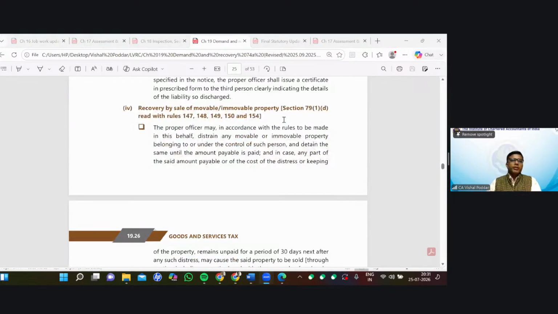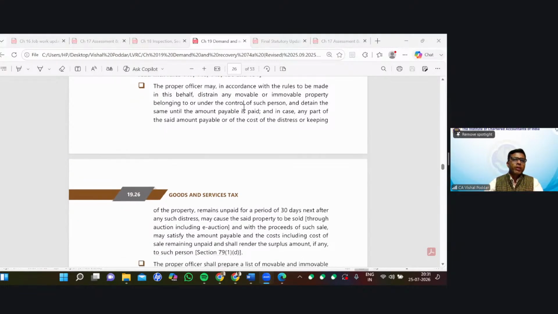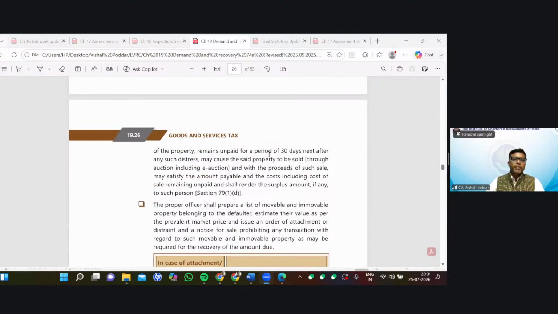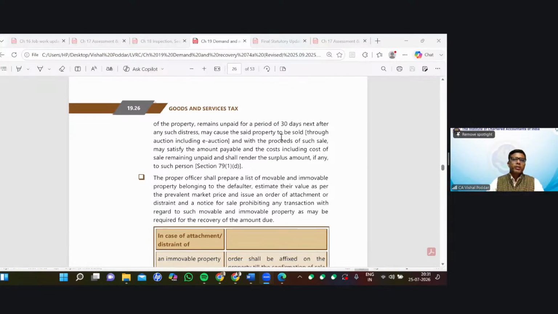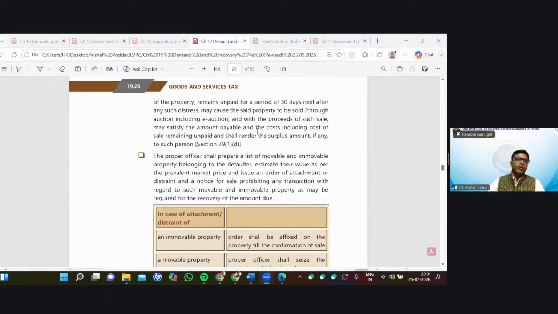Next, recovery by sale of movable and immovable property. Now, where I cannot recover even from a third party, then I will proceed to attach your property and dispose of it. So the officer may, in accordance with the rules to be made in this behalf, restrain any movable or immovable property belonging to or under the control of such person and detain the same until the amount payable is paid. In case any part of the said amount payable, or the cost of the distress or keeping of the property, remains unpaid for a period of 30 days even after such distress, the officer may cause the said property to be sold, through auction or e-auction, and with the proceeds of such sale satisfy the amount including the cost.